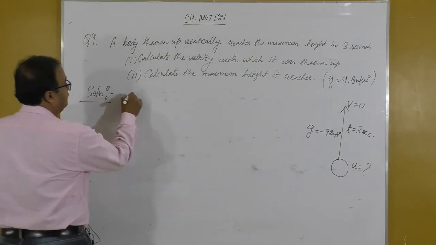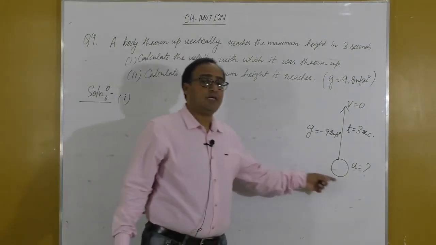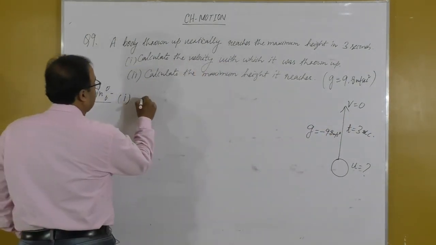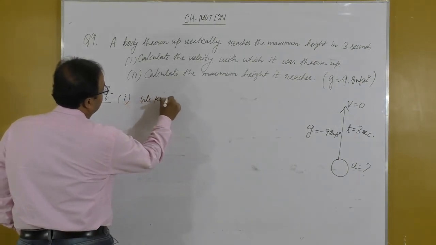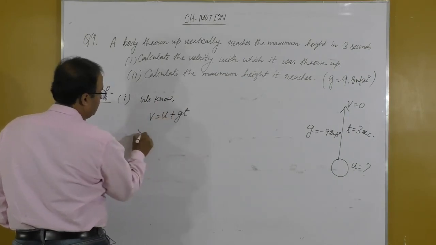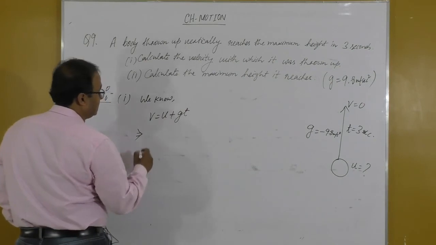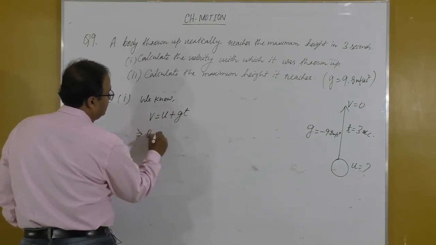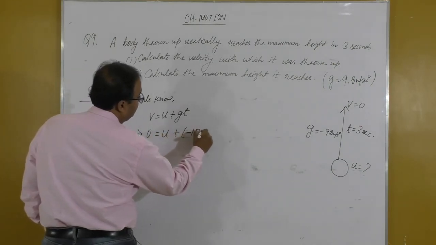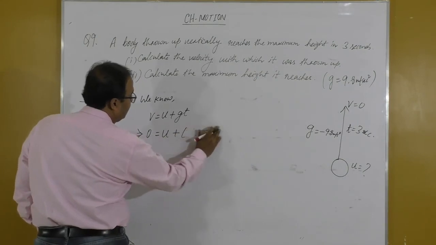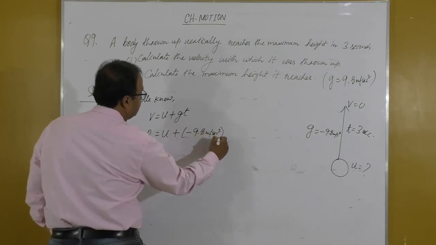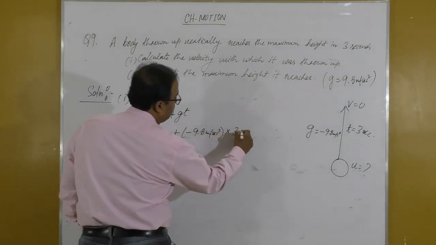So for the solution of the first question, you have to find out u. You have v, g and t. Simple solution, if you know the equation v equals u plus gt. V is 0, and you have to find u, plus g, which is minus 9.8 meter per second square as given in the question, and time is 3 seconds.